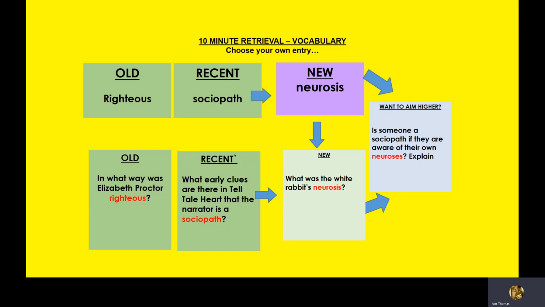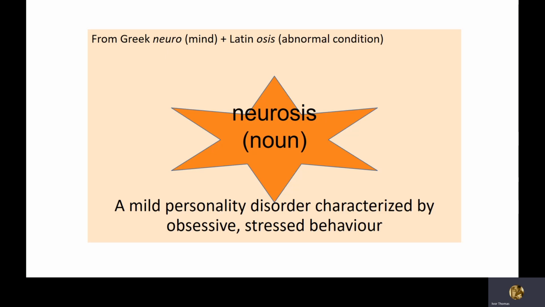You'll need to know what neurosis is. A neurosis is a mild personality disorder characterized by obsessive stressed behavior. So if you are focused on one thing and become upset about it, you don't let it go, you have a neurosis. It's demonstrating neurotic behavior. Neuro plus osis, meaning abnormal mind.